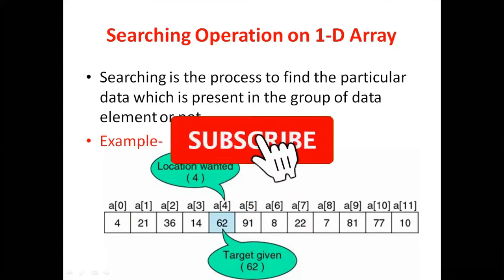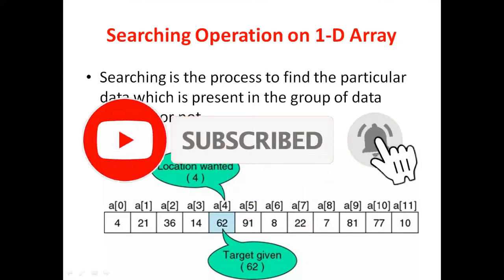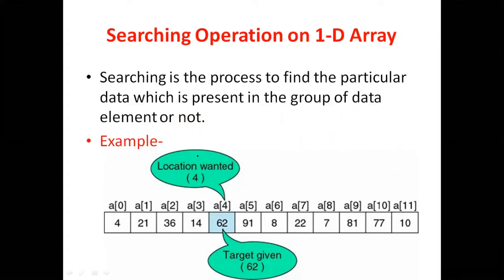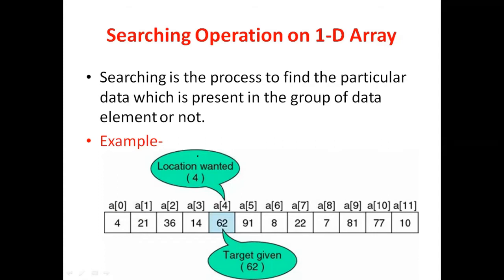So hello everyone, today we are going to see how we perform the searching operation on a one-dimensional array. Basically, searching is one kind of operation we perform on the array. Searching is defined as finding out whether a particular element or particular data is present in a group of elements or not.